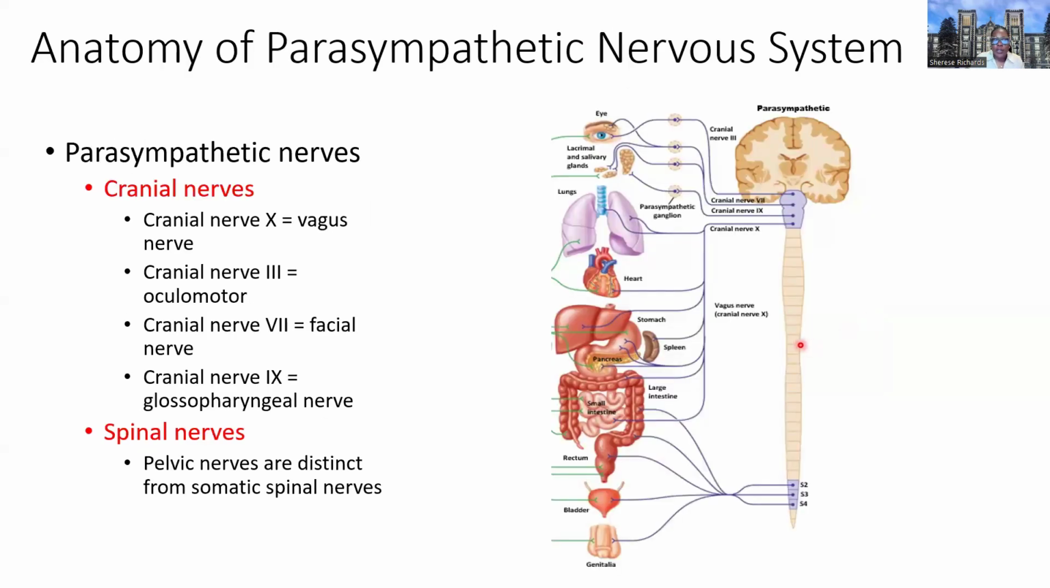Okay. Now looking at those cranial nerves specifically, we have cranial nerve 3, the oculomotor nerve, which goes to a ganglia nearby, and then goes to the lacrimal glands and some parts of the eye. Cranial nerve 7, the facial nerve, again arising from the brainstem, goes out to ganglia that are very close to the salivary glands, right? The parotid, the submandibular, the sublingual salivary glands. And then we have a shorter postganglionic from the ganglia to these glands. And that's the facial nerve.